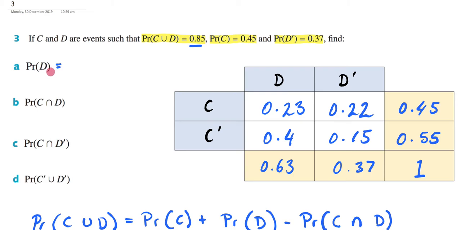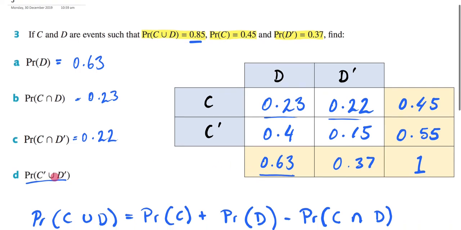So the probability of D is going to be 0.63. The probability of C intersection D is going to be 0.23. The probability of C intersection the complement of D will be 0.22. And now I need to find the probability of the complement of C union the complement of D. This is where things get interesting because this does not exist on my table. But what we can actually do is use an extension of my addition rule to solve this.